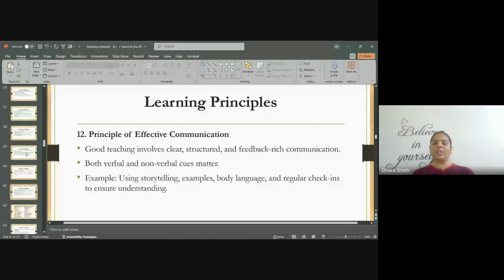Principle of effective communication. Good teaching involves clear, structured, and feedback-rich communication. So verbal and non-verbal cues both matter. Using storytelling, you tell a story to make the concept clear in the minds of the learners. Examples, body language, regular check-ins, so like once I finish a topic, I will say, okay, let me see in the chat box, has someone put something? That way. Communication with the learners helps.